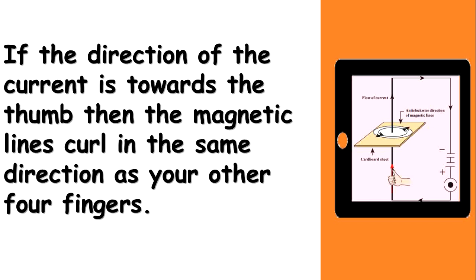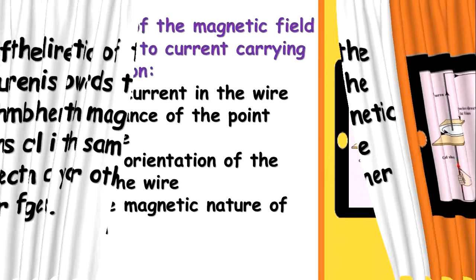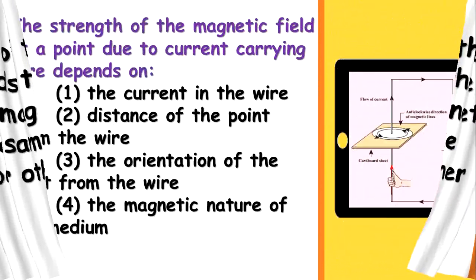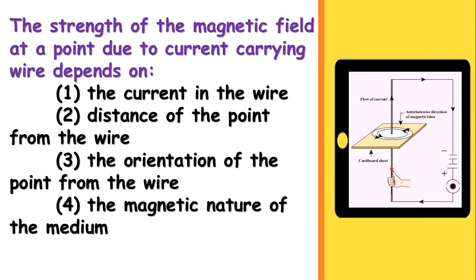Now the thumb points towards the direction of the current, and then the remaining 4 fingers give the direction of the magnetic lines. The magnetic lines curl in the same direction as your other 4 fingers. So if the direction of the current is towards the thumb, then the magnetic lines curl in the same direction as your 4 fingers. This shows that the magnetic field is always perpendicular to the direction of current.